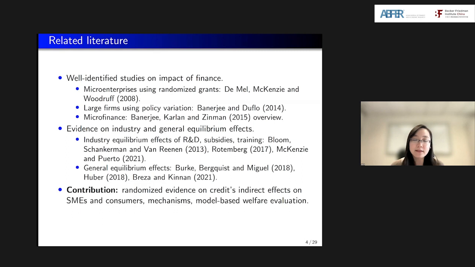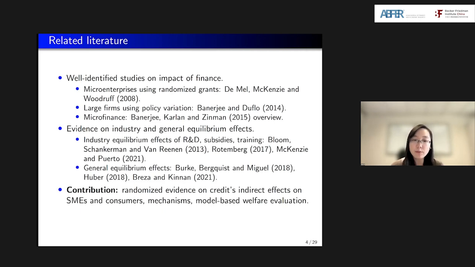Second, the paper also relates to some of the recent work looking at evidence of indirect and general equilibrium effects of various types of firm-level interventions. There's very little work on this except for the following three papers. Bloom, Schankerman, and Van Reenen 2013 study the indirect and spillover effects of R&D investments in the US. Rotemberg 2013 estimates indirect effects of a government subsidy program on mid-sized firms in India. And McKenzie and Puerto 2021 estimate both direct and indirect effects of a business training program on micro enterprises in Kenya.